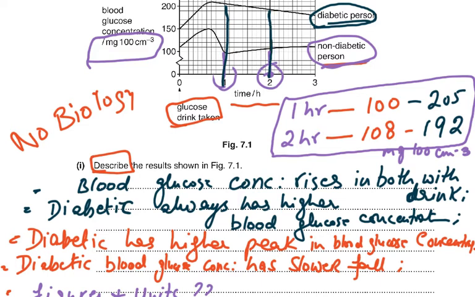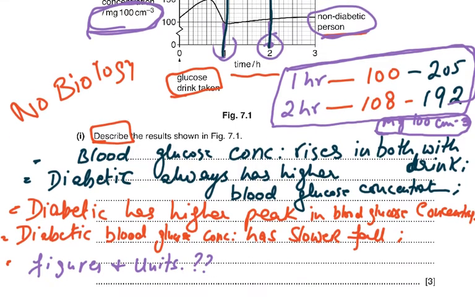So you just had to read off figures from the graph, but the important thing was that you had to give me the units. If you didn't give me the units, I'm not going to give you any marks. If you just wrote what I've written here, then I won't give you any marks. But if you wrote the units with each of these, 100 milligram per 100 centimeter cube and 205 milligram per 100 centimeter cube, then I would give you a mark for that. Otherwise, you won't get any marks. So figures and units. This is the describe question.